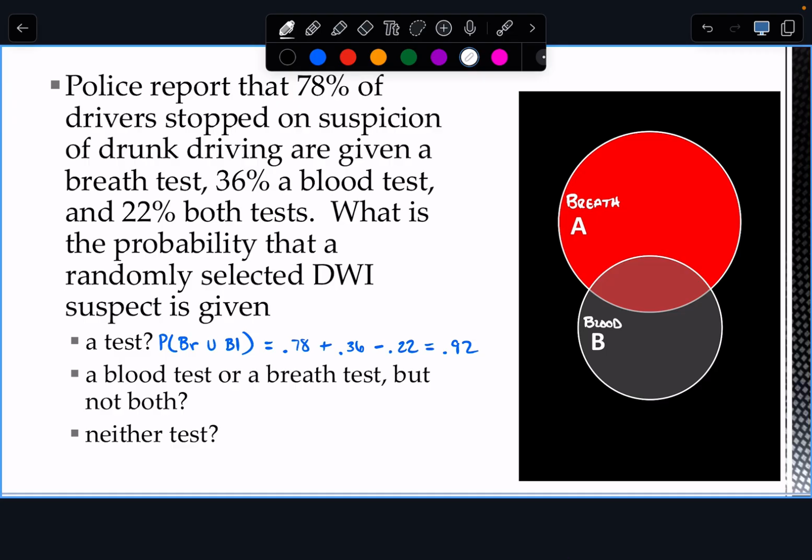Because then I also want to know in this picture, once I know how much overlap there is, I want to know how many people got a breath test but didn't get both. So that's what this region up here is looking at. The other region down below is what percent of people got blood tests but not both. And then the remaining part, that sample space portion, is anybody who didn't get a test at all. Okay, so those are the 4 regions we're going to break this down into. So we said we start in the middle. They told us in the question, 22% of people get both. So in the middle, we put our 22%.